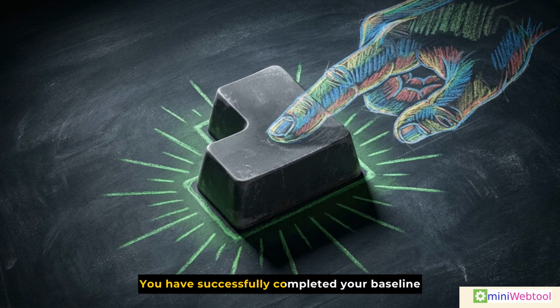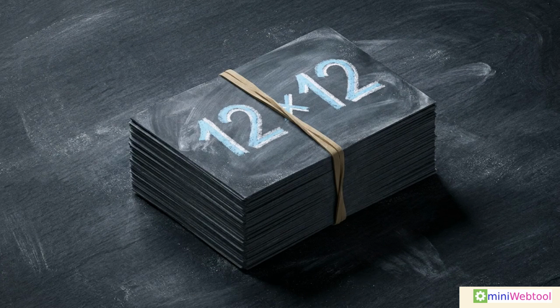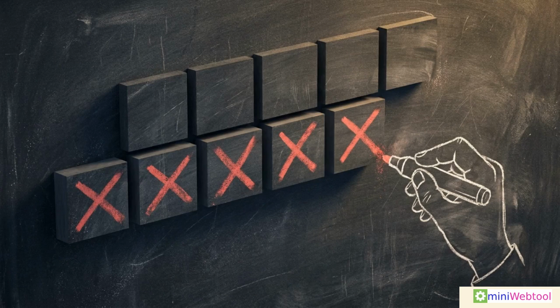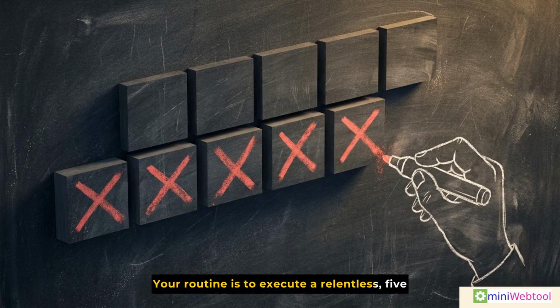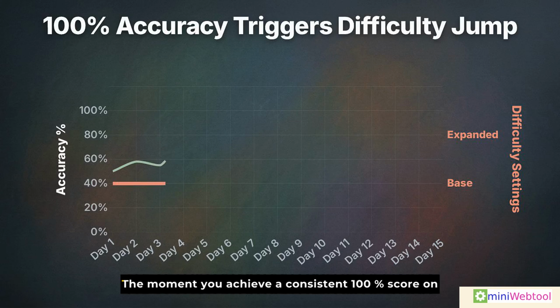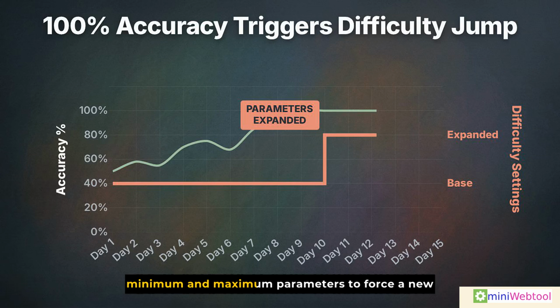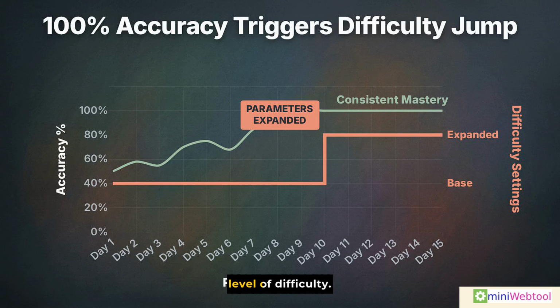You have successfully completed your baseline test. To guarantee long-term retention, you must apply the principle of progressive overload. Bookmark the MiniWebTool page. Your routine is to execute a relentless 5-minute diagnostic drill every single day. This chart shows the exact trigger for advancement. The moment you achieve a consistent 100% score on your current baseline, immediately expand your minimum and maximum parameters to force a new level of difficulty.